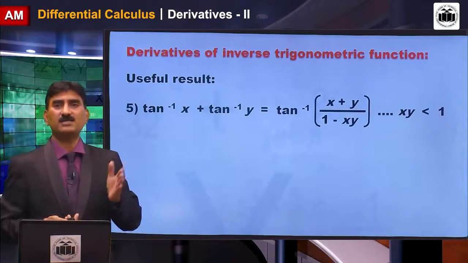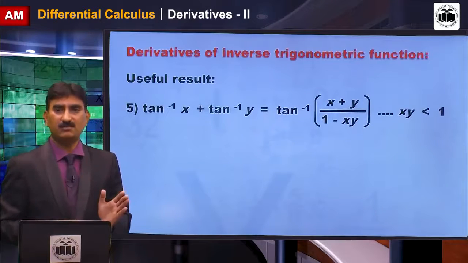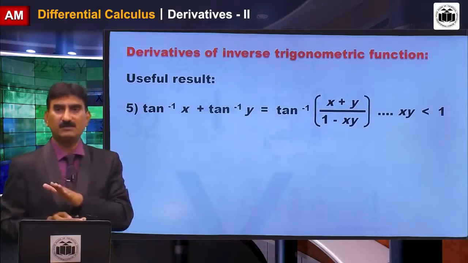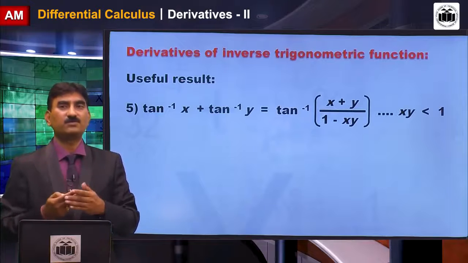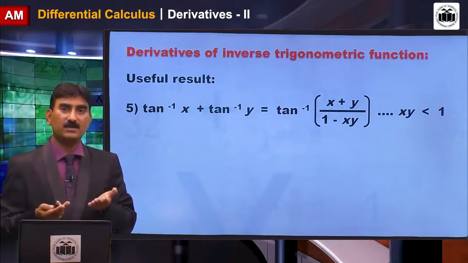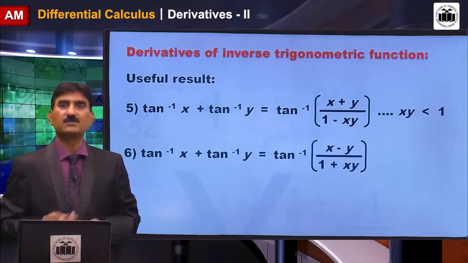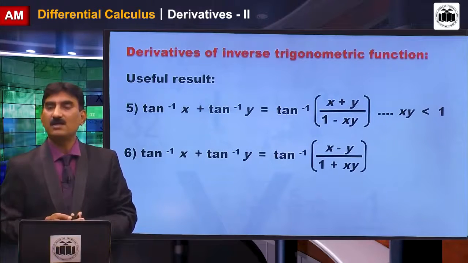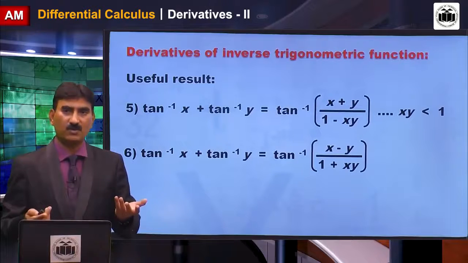Tan inverse x plus tan inverse y equal to tan inverse of x plus y upon 1 minus xy, when the product xy is less than 1. If xy is greater than 1, then the denominator would be negative. Denominator is always positive, so that's why we put xy is less than 1. In another case, tan inverse x plus tan inverse y equal to tan inverse of x minus y upon 1 plus xy. In this case, xy is greater than 1, no problem. Less than 1, no problem.